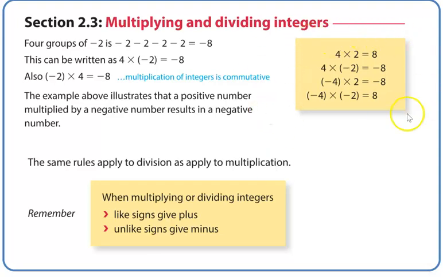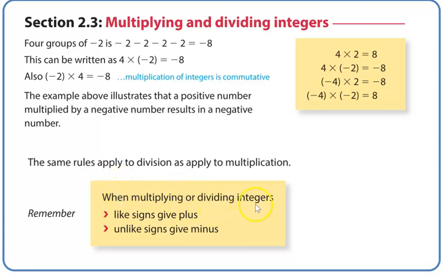So let's have a look at these examples up here in the top right. 4 times 2 is 8, so a plus by a plus is a plus. 4 times minus 2 is minus 8, so plus times a minus is a minus. Minus 4 times 2 is minus 8, so minus by plus is a minus. And minus 4 times minus 2 is plus 8, so minus by minus is a plus.